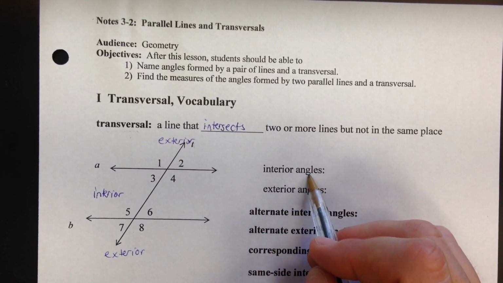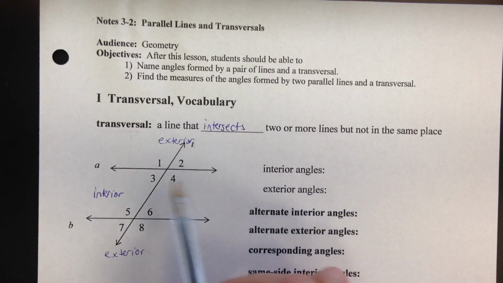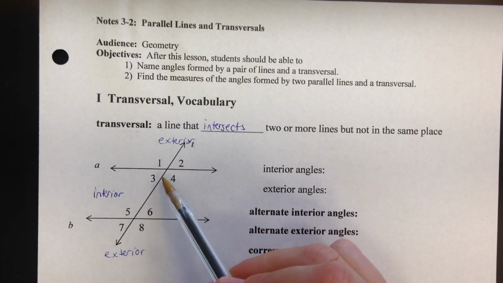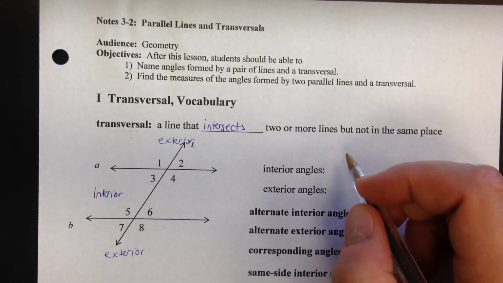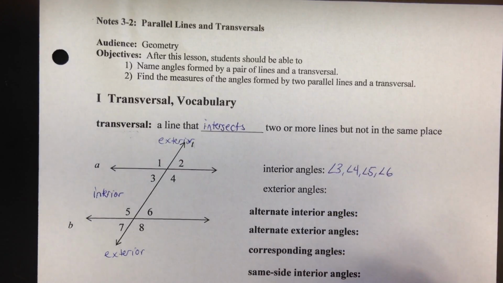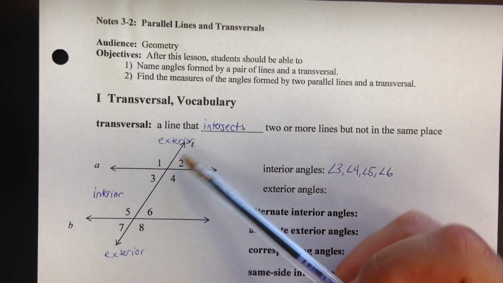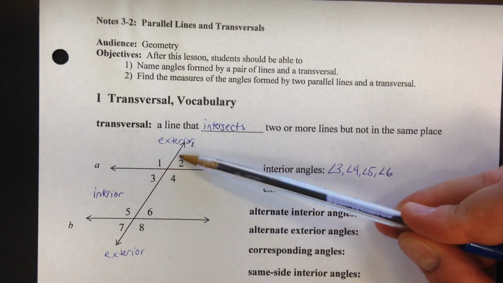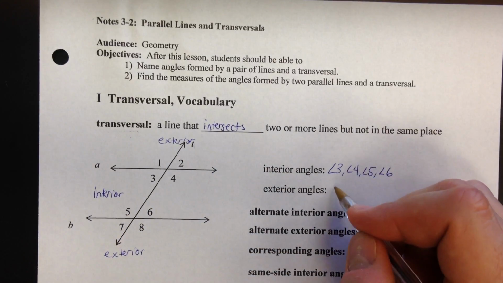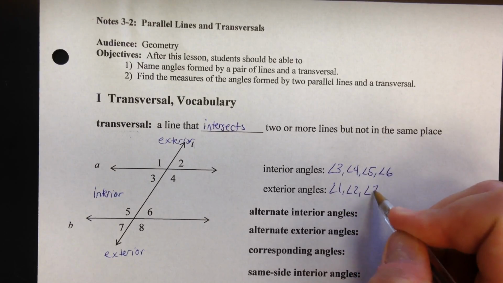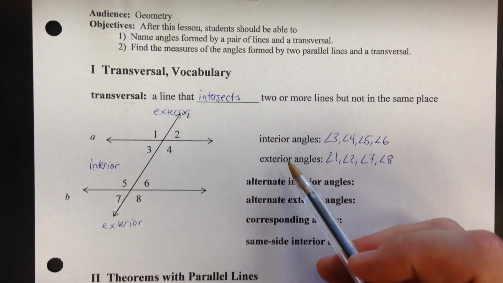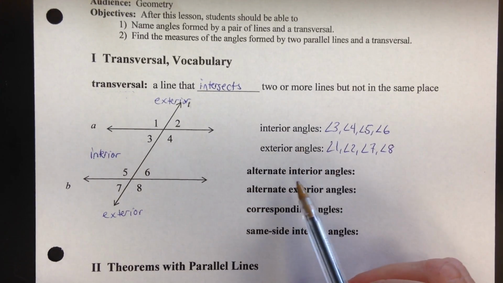So on the side here, we can name some interior angles. Well, those would be the angles between line A and line B, so angle 3, angle 4, angle 5, angle 6. Exterior angles, the angles that are outside the lines, would be angle 1 and 2, and then below would be angle 7 and angle 8. Interior, exterior.